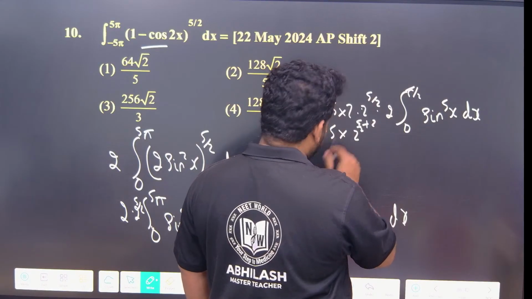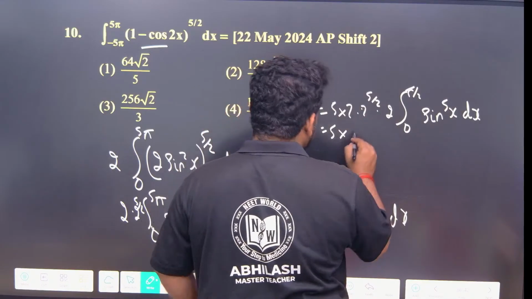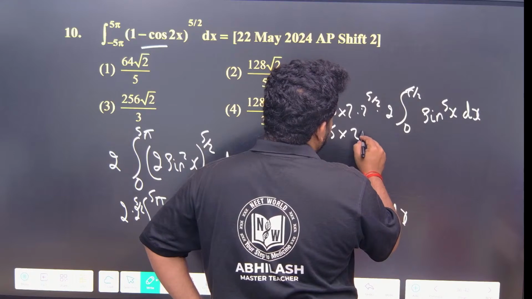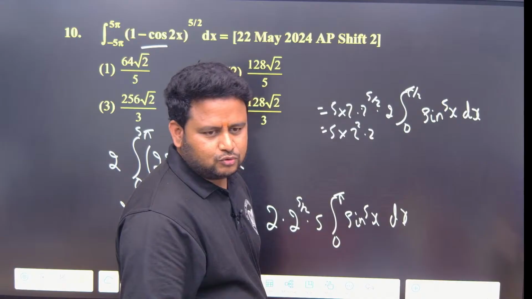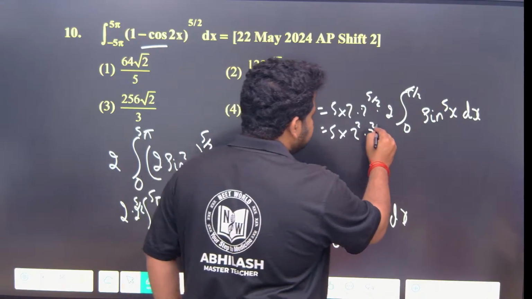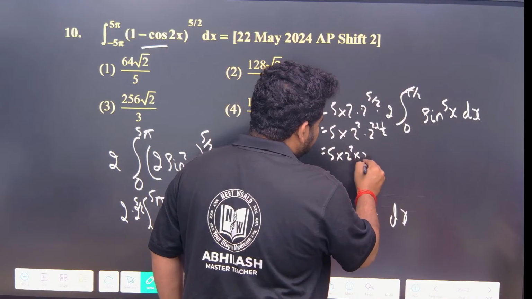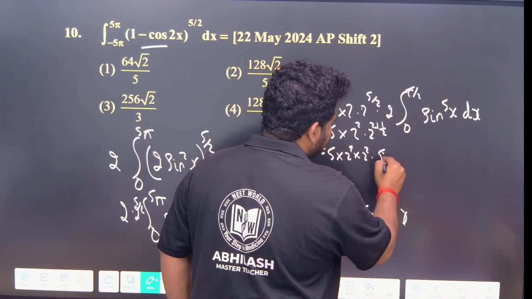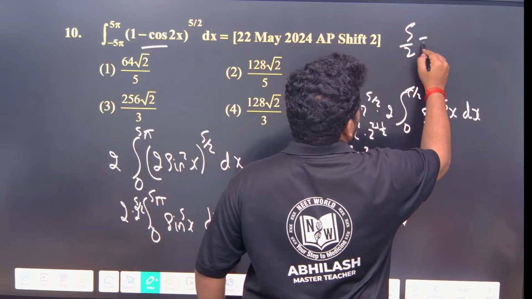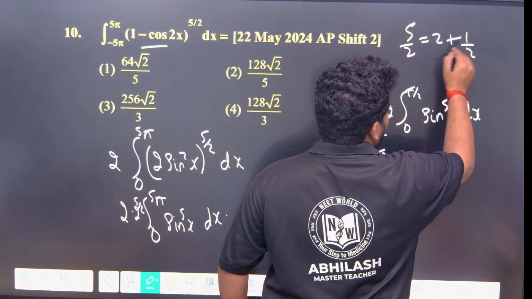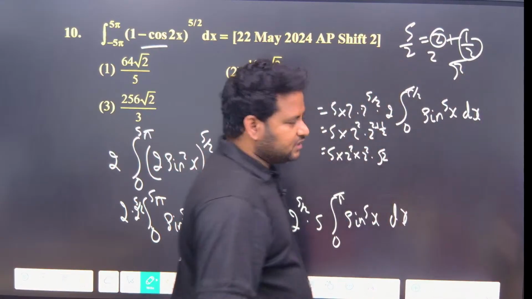Further I can split it. 2 power 5 by 2 I can write as 2 square into 2 power 1 by 2, since 5 by 2 is 2 plus 1 by 2: 2 twos are 4, 4 plus 1 is 5 by 2. So I can split it as 5 into 2 square into 2 power 1 by 2, and 2 power 1 by 2 is root 2. This 2 gives me 2 square, and 1 by 2 gives me root 2. Okay, that is what I have written.